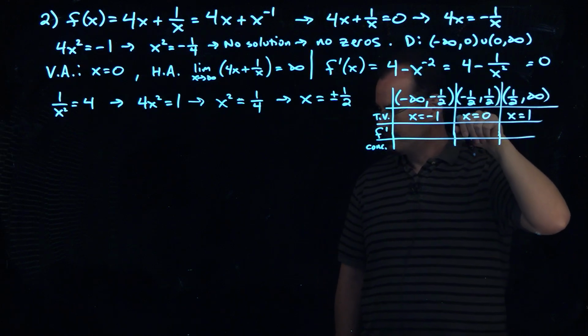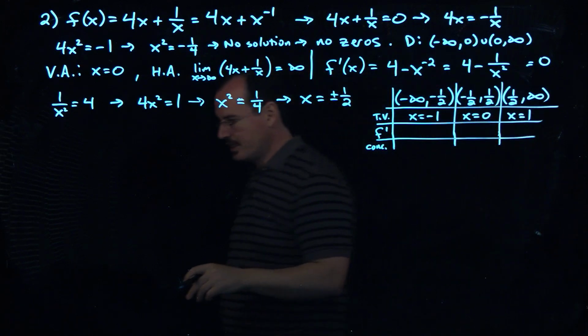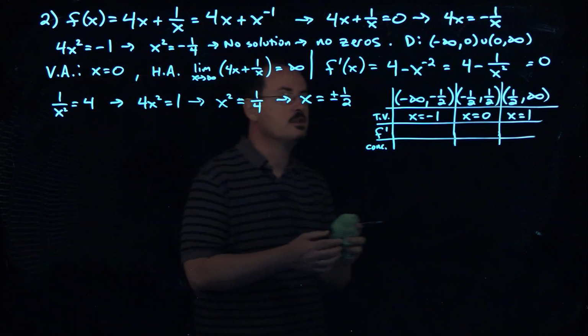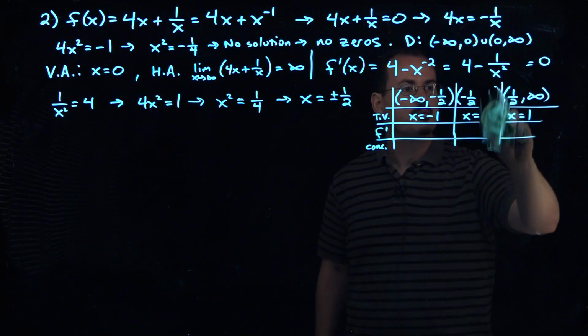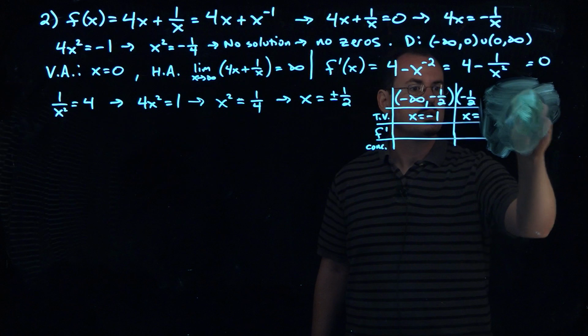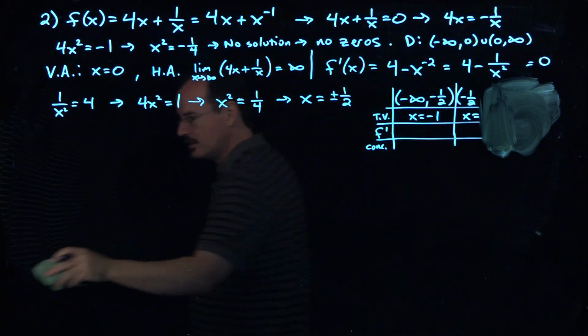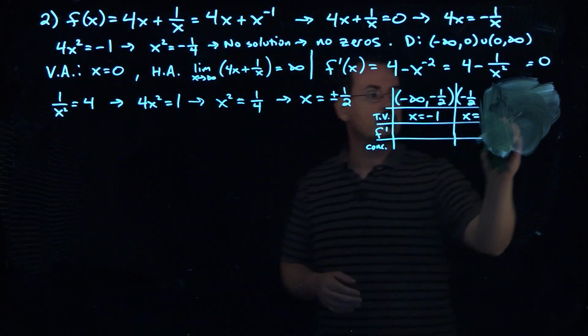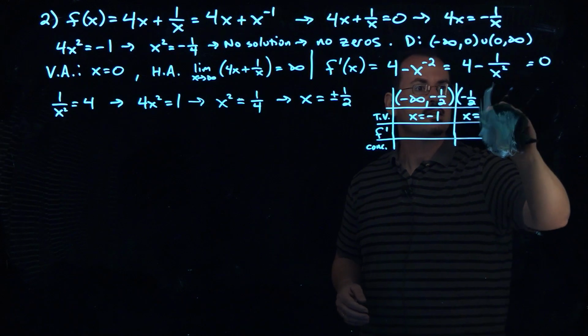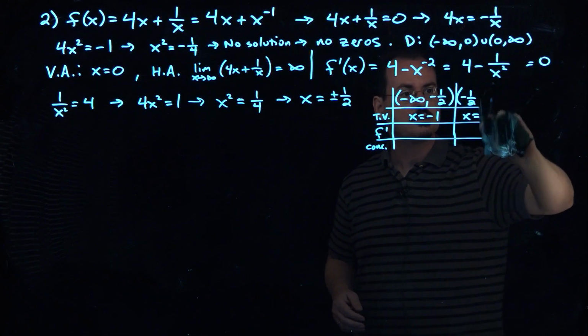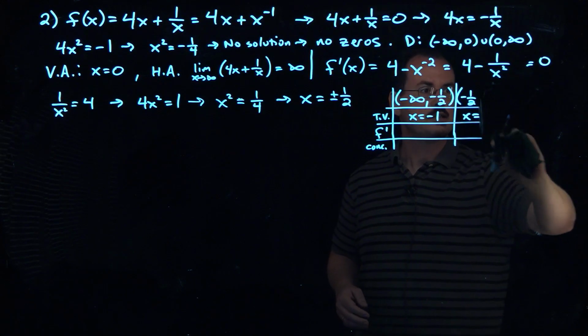Actually, oops, I'm forgetting something. I can't pick 0, can I? And I'm actually forgetting that I need to include my asymptote. So let's fix that. I said it earlier, but then I didn't do it, so let's fix that. We've got to include 0 because that's an asymptote.